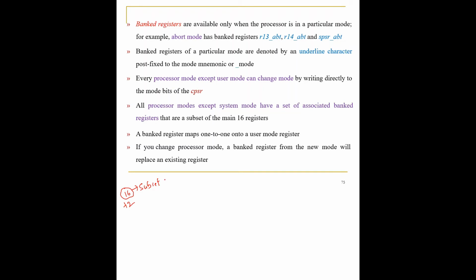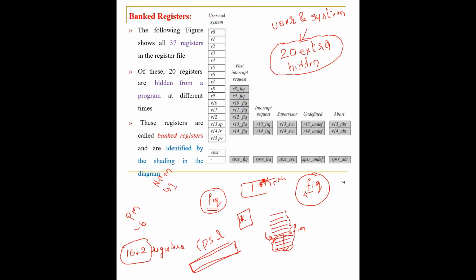All processor modes except system mode have a set of associated bank registers that are a subset of the main 16 registers. A bank register maps one to one onto the user mode register. That is coming here. See, R8 has become R8_FIQ, R9 has become R9_FIQ. So these are the registers of your system mode or user mode. There is a one-to-one mapping. So R10 will not become R8_FIQ, or R11 will not become R14_FIQ. R11 will become R11_FIQ itself. This is what we call one-to-one mapping.